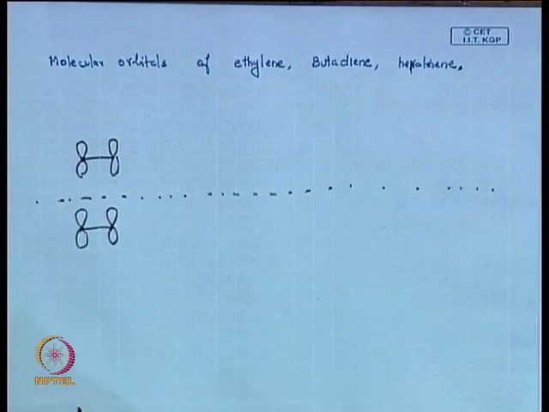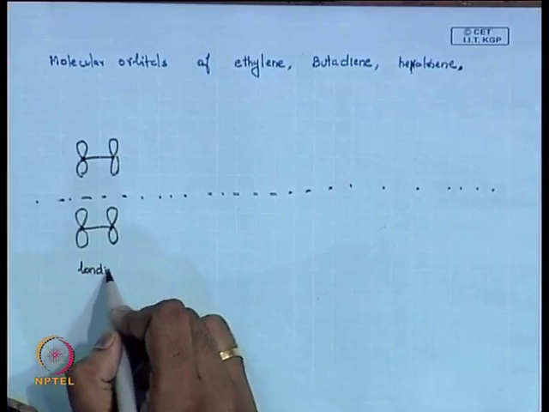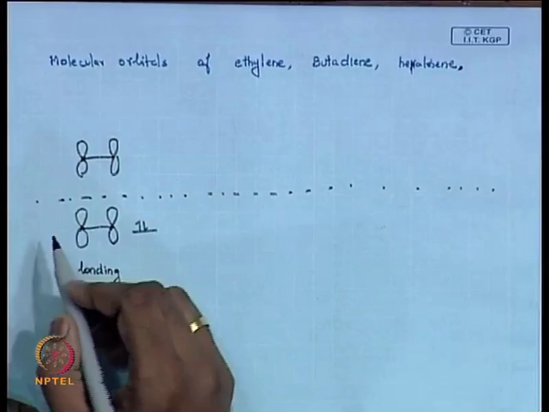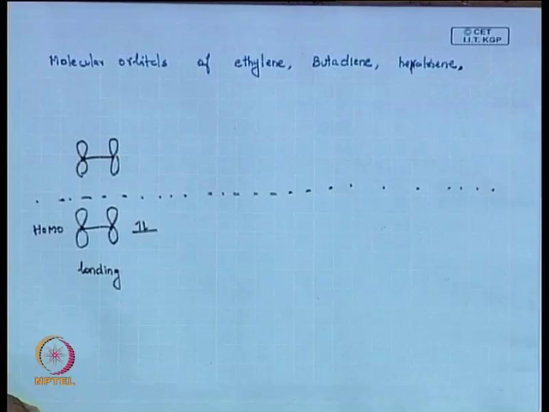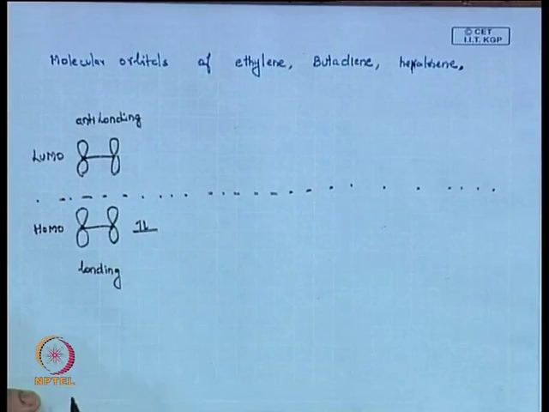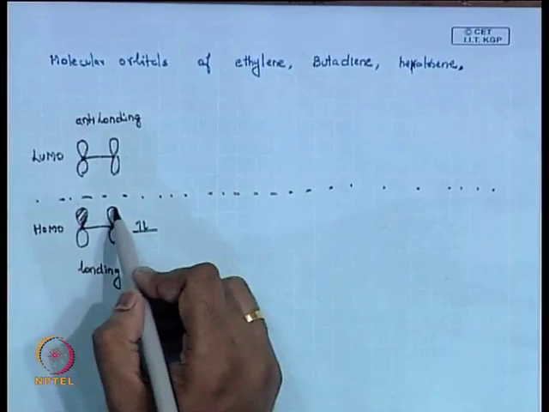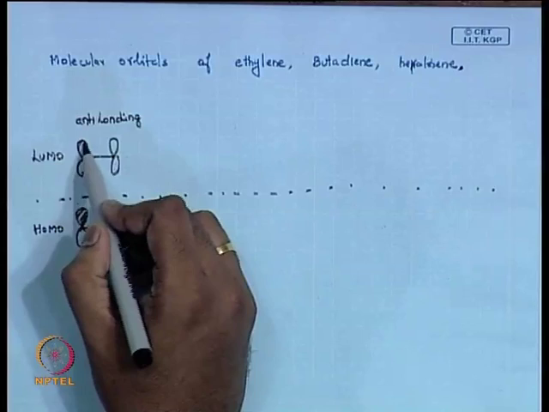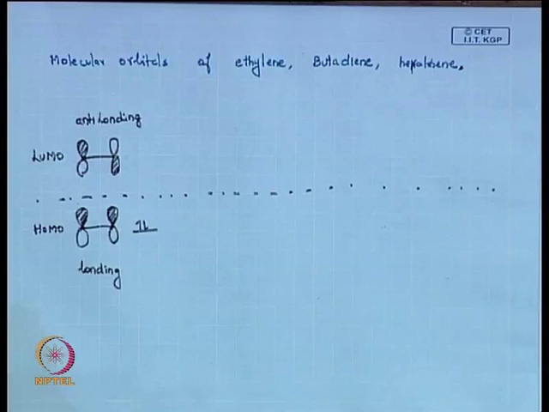Hexatriene. So you know ethylene, if I say it is bonding, and should be this one, and it should be the HOMO, right? Highest occupied molecular orbital. This should be your antibonding site, and this will be your LUMO. If you see the face of ethylene, you get this face, right, which you have studied. And in antibonding, it will be the reverse of it. You can build your butadiene based on this, right?